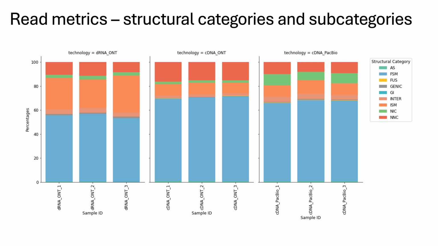So here we can see one of the first SQANTI-reads outputs. It shows read distributions across structural categories. Here each bar is a sample, and you can see that the bars are grouped by technology. The colors in the stacked bar plots represent the different structural categories. And so, for example, you can see in blue we have FSM, orange ISM, green NIC, and red NNC.